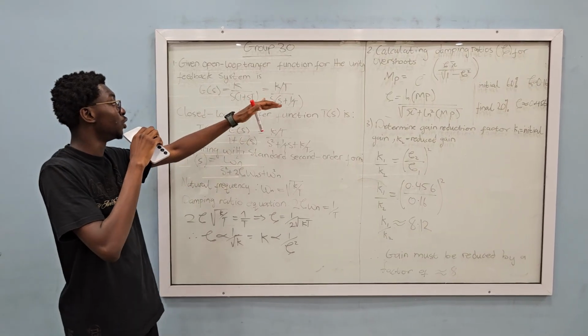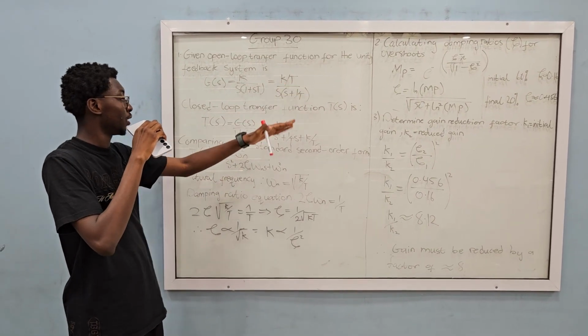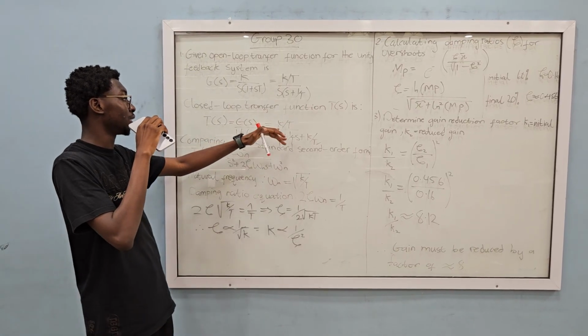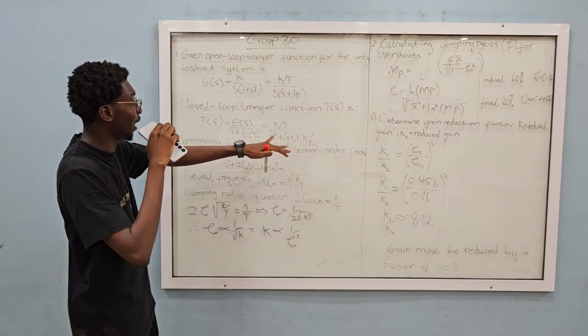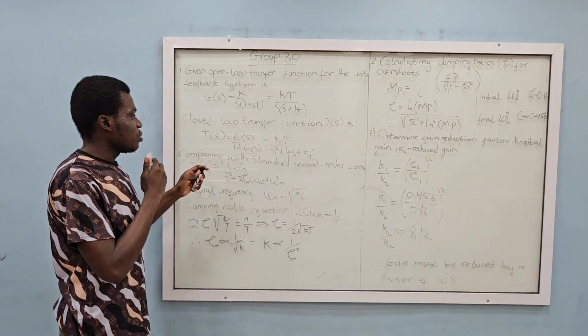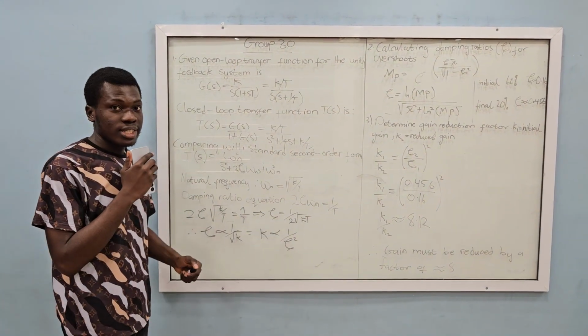And then we substitute what we got here into our closed loop transfer function T(s), and it gives us K over T all over s squared + 1 over T s + K over T. Now we've got our closed loop transfer function T(s).